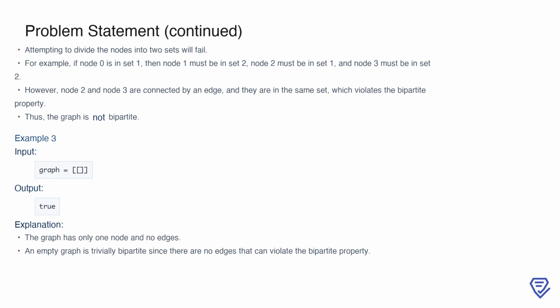However, node 2 is also connected to node 3, meaning these two nodes would end up in the same set, violating the bipartite condition. Therefore, it is impossible to separate this graph into two disjoint sets where all edges connect nodes from one set to the other.